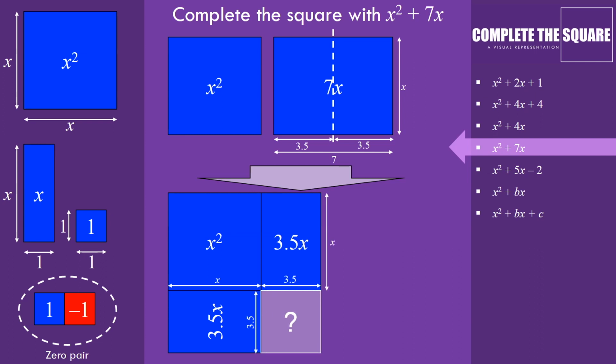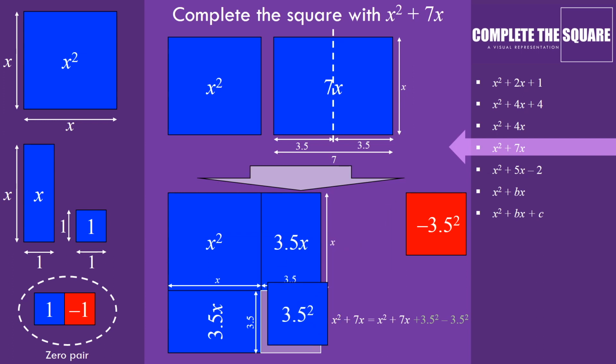With that, we realize that the missing area is 3.5 squared, so we will need to add a zero pair of 3.5 squared. As such, the whole expression below now becomes x squared plus 7x plus 3.5 squared minus 3.5 squared. Moving the 3.5 squared tile into the gap, we now have completed the square of sides x plus 3.5. Back in the algebraic expression, we group the first 3 terms together and the final expression is now (x plus 3.5) squared minus 3.5 squared.